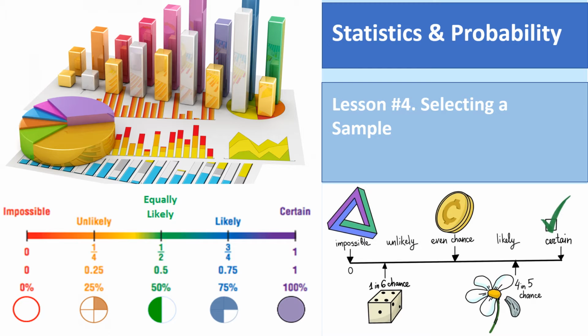Welcome back, Math 9. Today we are going to go through the Statistics and Probability unit, lesson number 4, or chapter 4, which is about selecting a sample. It is part of a sampling process, which, if you recall, a sample is a small portion out of a population of your interest.